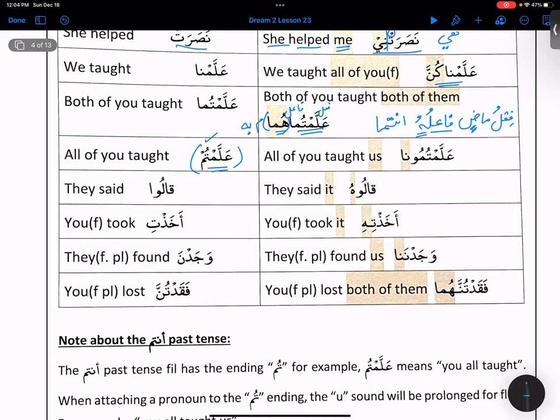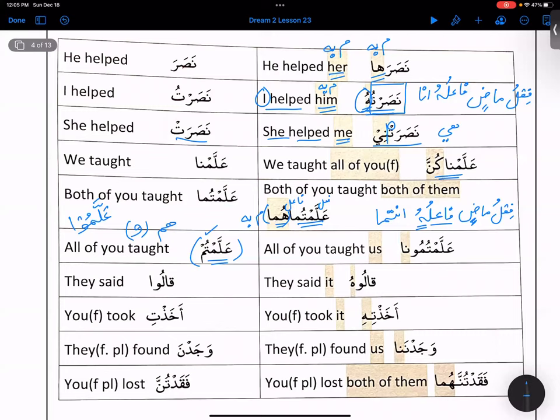Okay, can we conjugate allama? Huwa allama. Huma allama. Hum allamu. So hum will always end with a vowel. Do we see a vowel here? No. Okay, so allamu should be like that. Allamu. So this is how allamu should go: allama, huwa allama, huma allama, hum allamu.